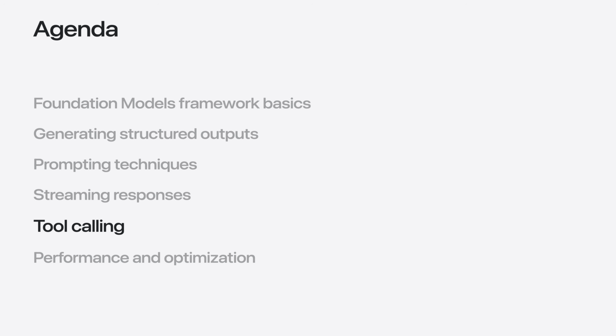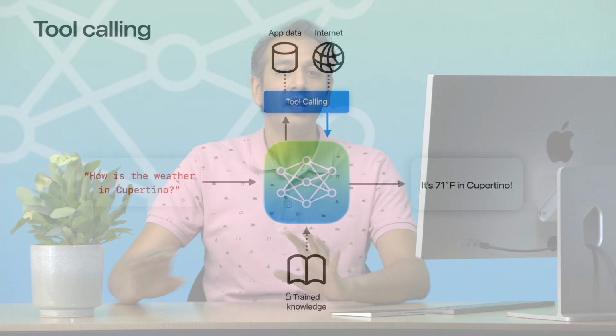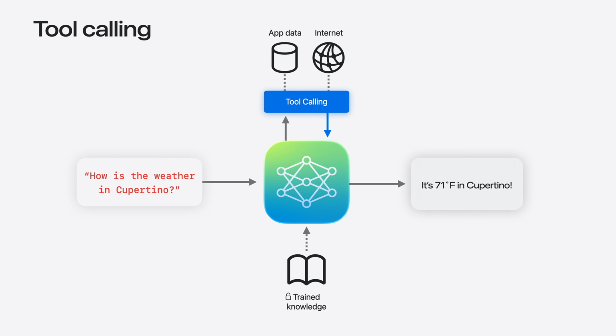Now, our app is looking great, but let's make it even smarter by giving the model new capabilities with tool calling. First, let me introduce the concept of tool calling. In addition to what you provide to the prompt, the model brings its own core knowledge from its training data. But remember, the model is built into the OS and its knowledge is frozen in time. So, for example, if you ask it about weather in Cupertino right now, there's no way for it to know what that information is. To handle cases where you need real-time or dynamic data, the framework supports tool calling.